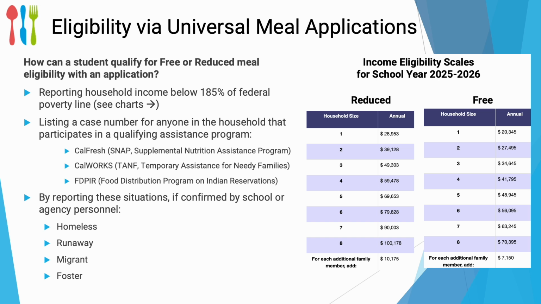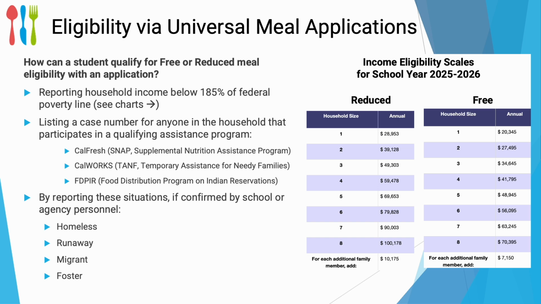Now, how does a family or a student become eligible via a universal meal application? On a universal meal application, they can report their household income. If that income is below 185% of the federal poverty line for the current school year, which you can see in the charts here on the right, then the children in that family would qualify as free or reduced. Again, it's based on the total annual income and the number of people who live in that household.